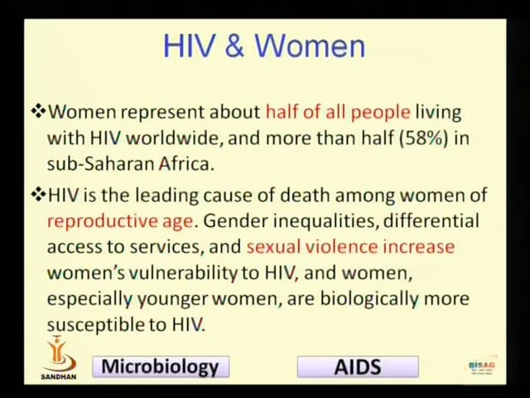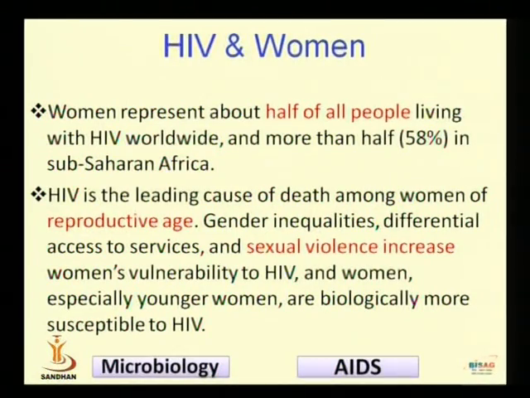Why is it more prevalent among women? It is because of sexual violence, gender inequality, differential access to services, and women's vulnerability to HIV, specifically younger women, who are more biologically prone to HIV.